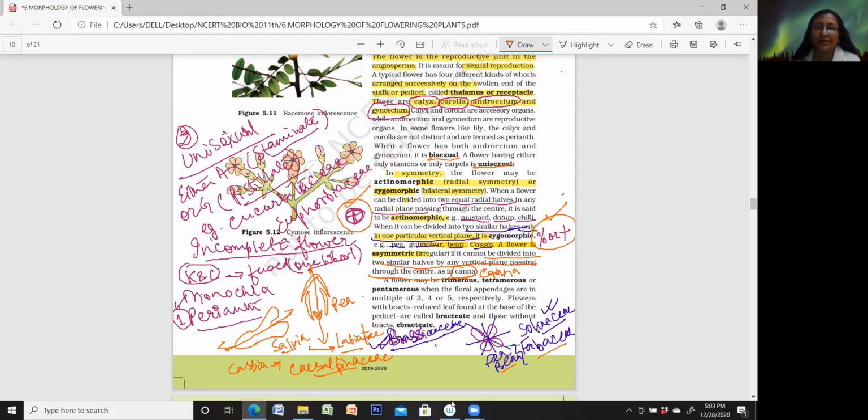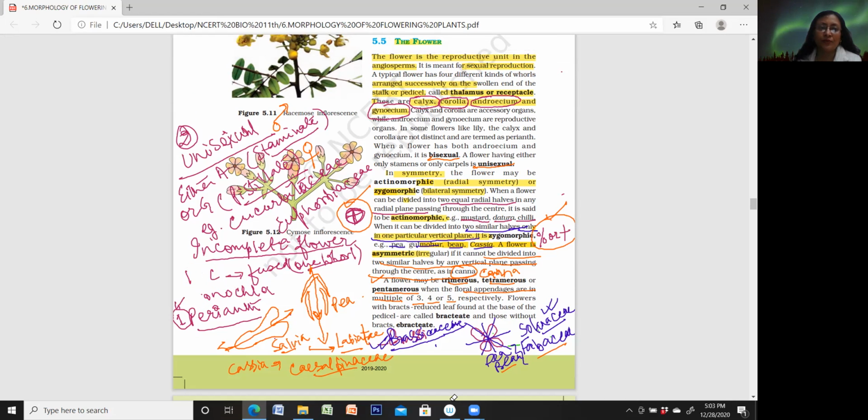Like we have already discussed bisexual, I told you the symbol. For unisexual, if it is staminate, then the symbol will be of male. If it is pistillate, then it is for female. So the next point is that a flower can be trimerous, tetramerous, or pentamerous, depending on whether the floral appendages are in multiples of 3, 4, or 5 respectively. Means what? Like these four whorls that we have just discussed, K, C, A, G. If the flower is complete, it has the four floral whorls: calyx, corolla, androecium, and gynoecium.